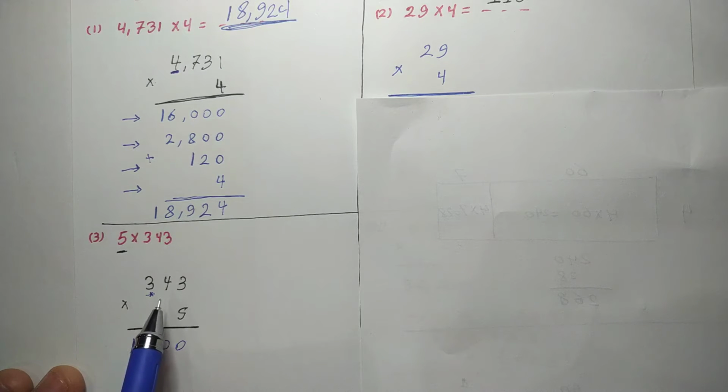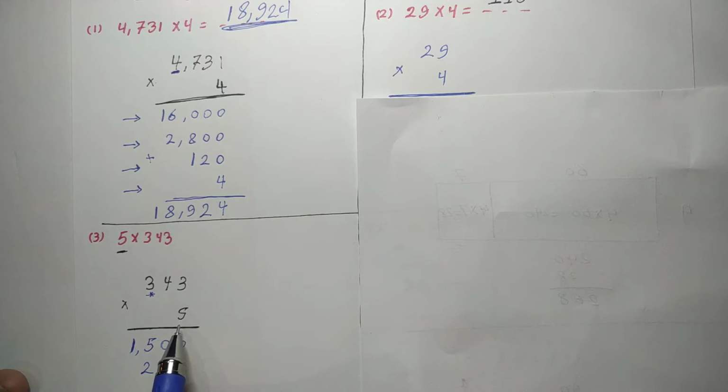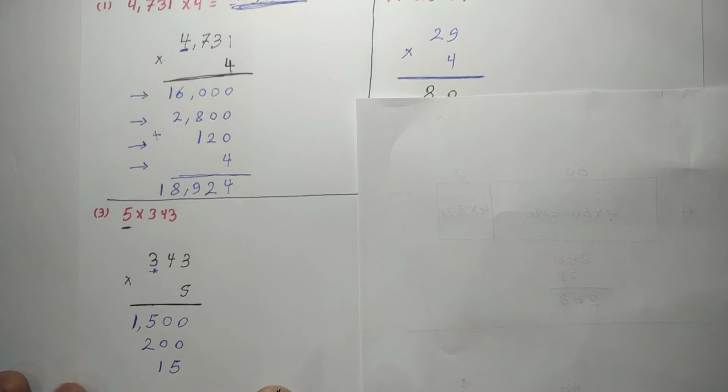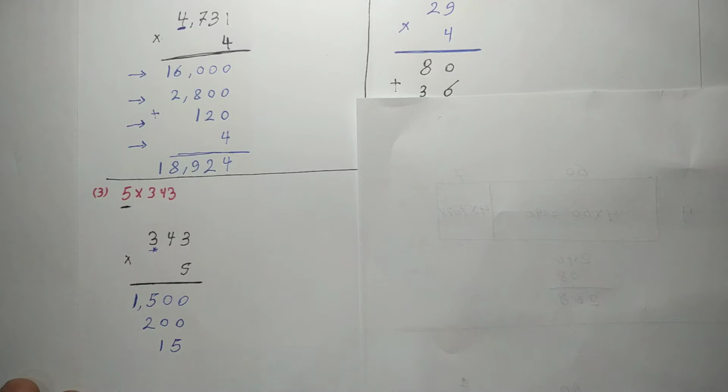5 times 4. This 4 is in the tens place, so I will write 0. And 5 times 4, it will be 20. So I will write 20. And at last, 5 times 3, it will be 15.